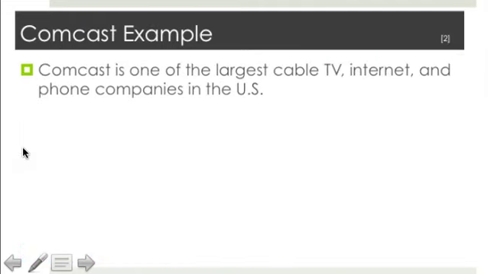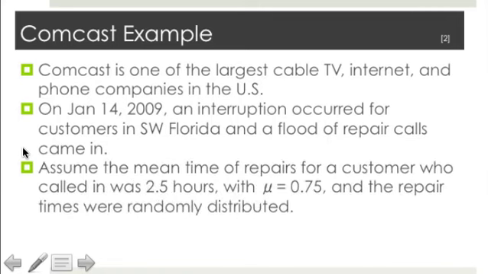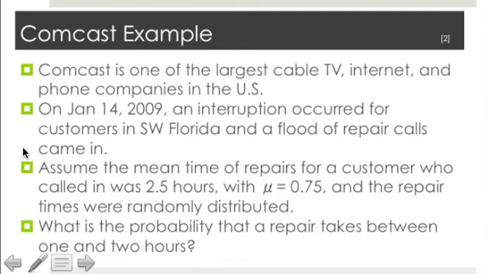Let's move on to a different kind of example now. Comcast, as you probably know, is one of the largest cable TV, internet, and phone companies in the US. Back in 2009, an interruption occurred for customers in Southwest Florida, and as you would imagine, a flood of repair calls came into their call center. Let's assume, after gathering some data, that the mean time of repairs for a customer who called in was 2.5 hours with a standard deviation of 0.75, and that the repair times were randomly distributed. What is the probability that a repair takes between 1 and 2 hours?